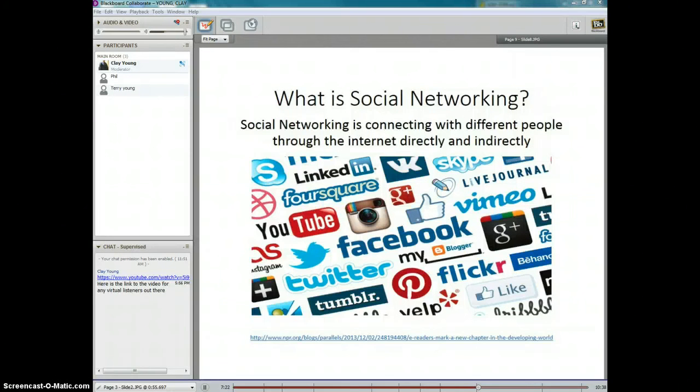What is social networking? Social networking is connecting with different people throughout the internet, directly or indirectly. Over half of the people in the U.S. have a Facebook account. Facebook has been growing throughout the world. Facebook and other social media sites allow us to make connections with different people worldwide.